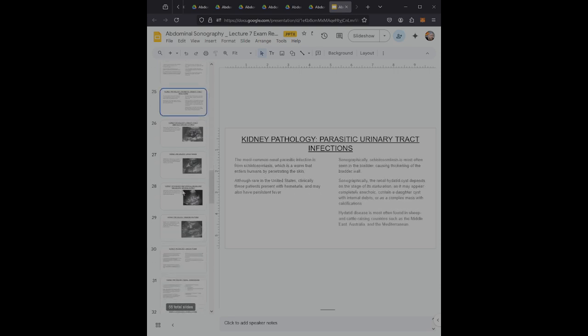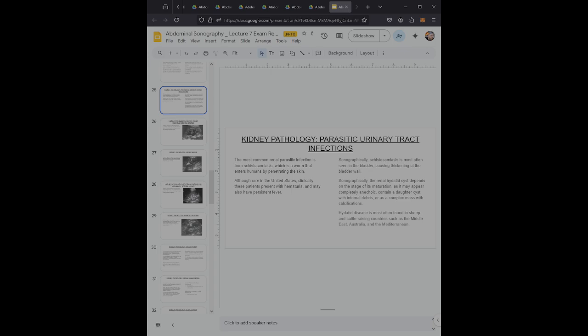Parasitic urinary tract infections. The most common parasitic infection in this case is schistosomiasis, which is a round worm. Sonographically, schistosomiasis is most often seen in the bladder, and its visualization is due to thickening of the bladder wall.